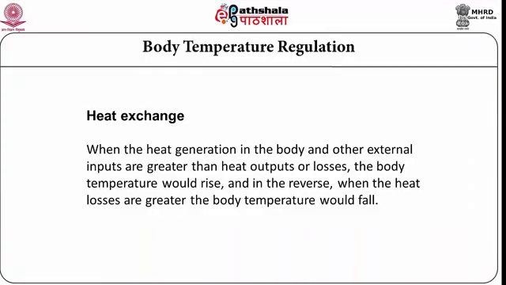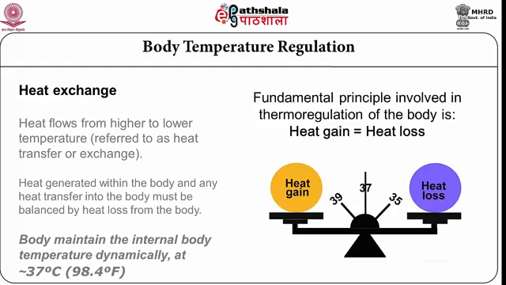So, we will discuss the different routes by which heat exchange can take place. Basically, we are saying that in order to achieve thermoregulation of the body, heat gain must equal heat loss. The picture I am showing here shows that body temperature can vary from 35 to 39 degrees centigrade, and the midpoint is 37. At 37 degrees, heat gain and heat loss are balanced.